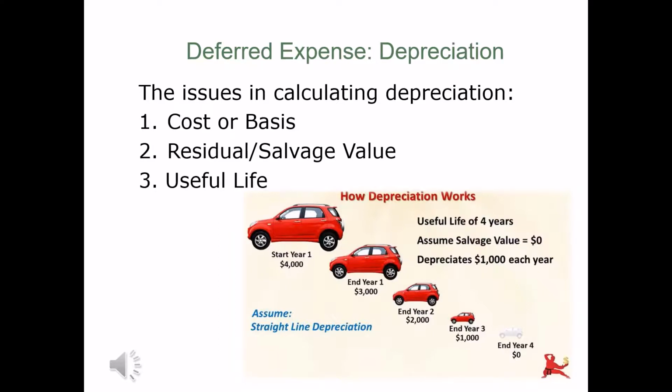Each year we will allocate $1,000 of that, take it out of assets and put it towards expenses, and by the end of year 4, our value on our balance sheet will be 0, and the asset will be fully expensed against our revenue.